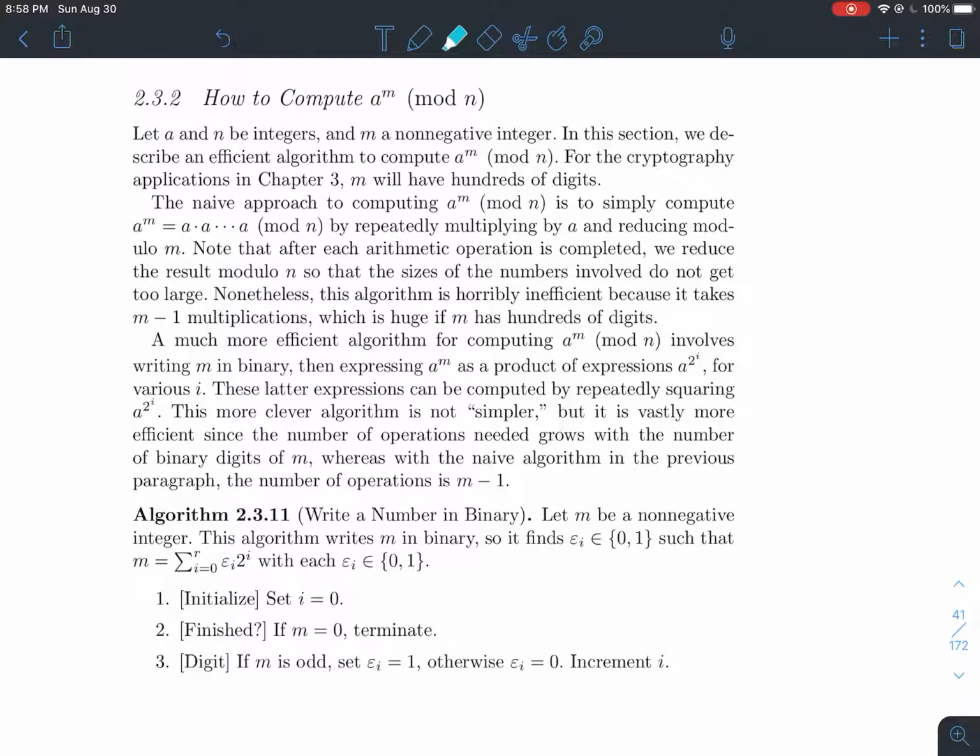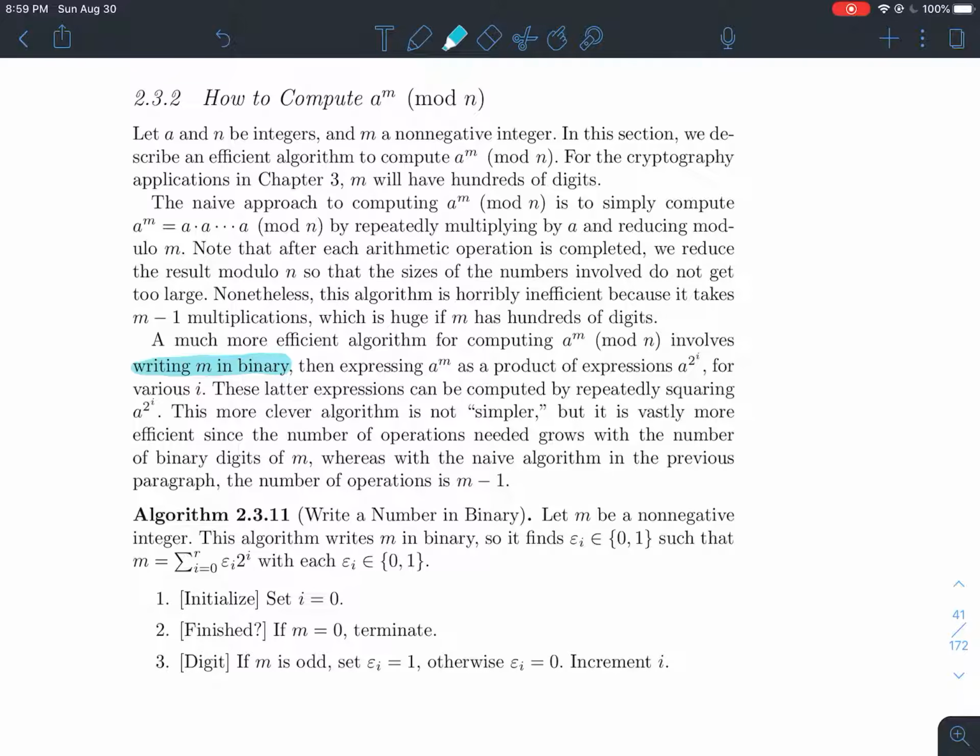We'll see that it really comes down to writing the exponent in binary. Once we have that binary expansion of m, the exponent, we're going to think about writing a to the m as a product of expressions a to the power of 2 to the i for various i. That gives maybe a simpler way to compute the actual large power a to the m via some of these smaller powers. So what we're going to focus on is this part.